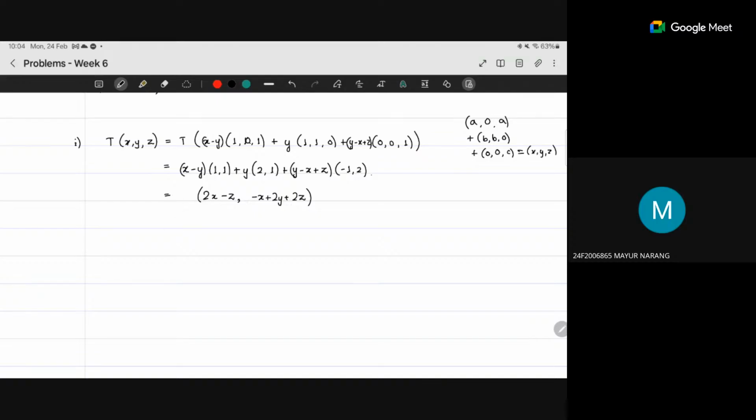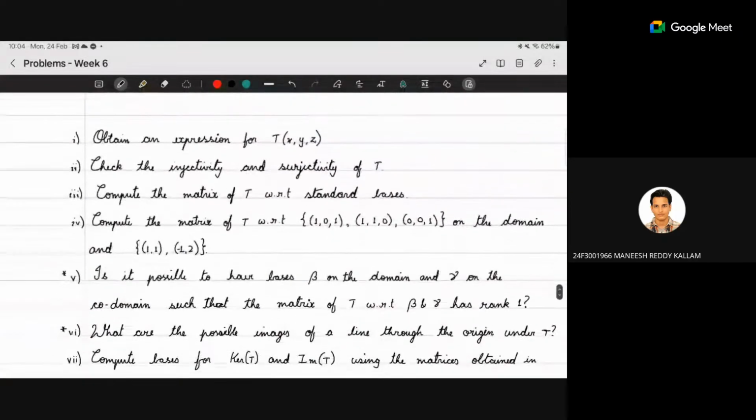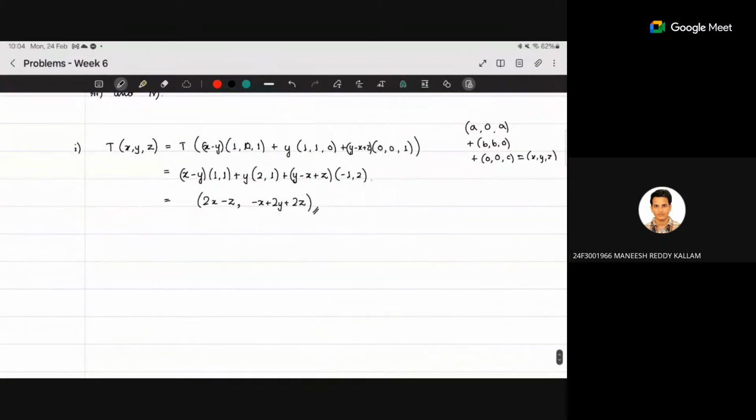So this is the expression for the linear transformation. Is that fine? Yes, sir. Okay. You have to use the given data and compute this thing. So the next thing says check the injectivity and surjectivity of P. How do we do this quickly?